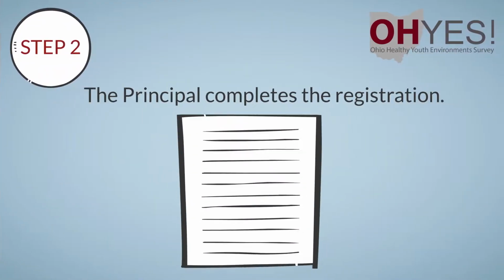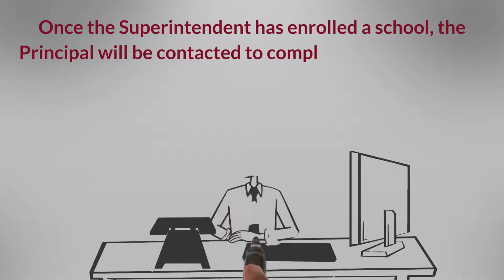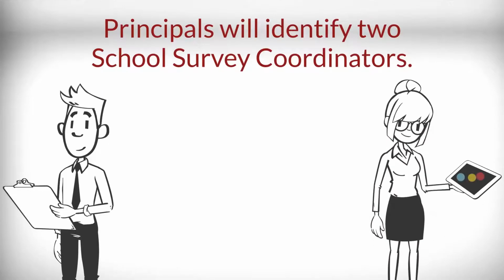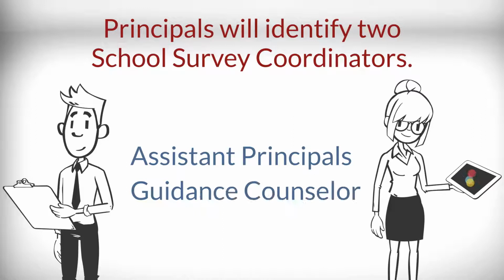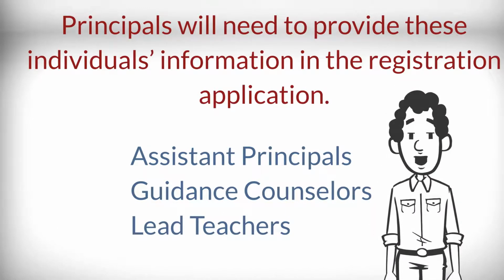Step 2. The principal completes the registration. Once the superintendent has enrolled a school, the principal will be contacted to complete the registration. Only the principal may register a school. Principals will identify 2 school survey coordinators. This role is typically filled by assistant principals, guidance counselors, or lead teachers. Principals will need to provide these individuals' information in the registration application.